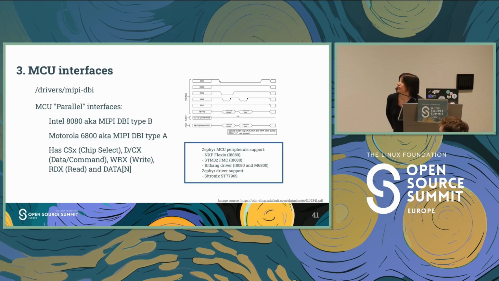So there's something called MCU interfaces that come from maybe older times. Intel 8080 and Motorola 6800 that have a standardized name, MIPI-DBI type B and MIPI-DBI type A. And, well, they exist.